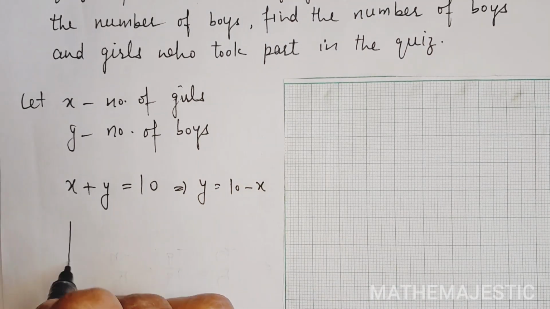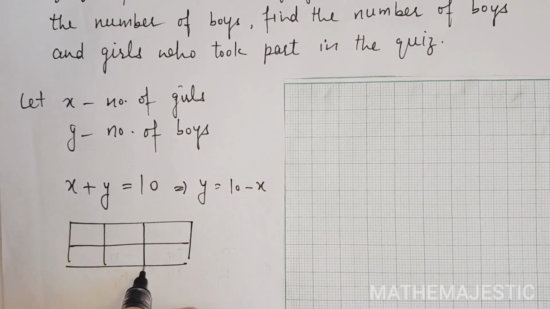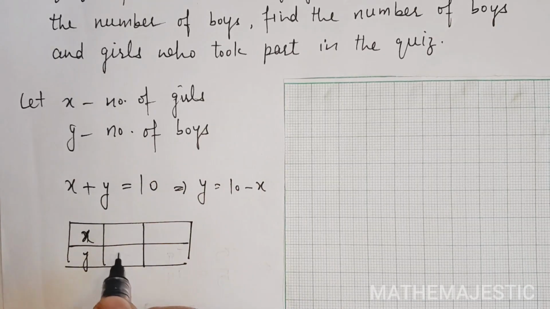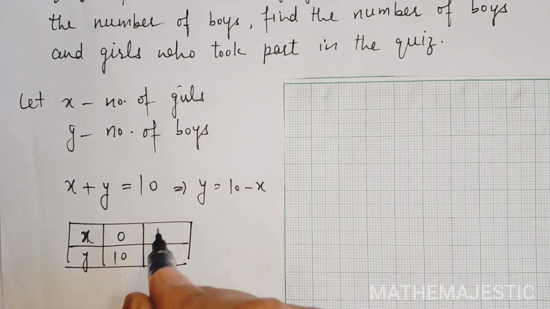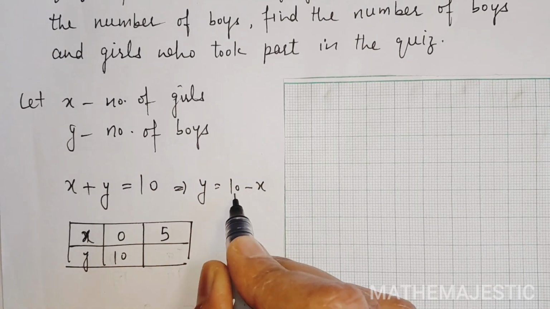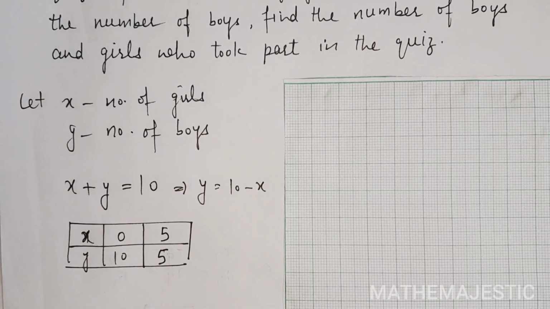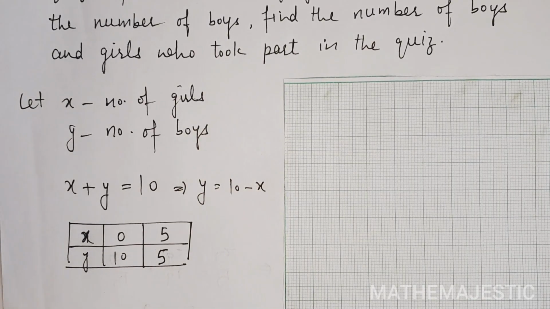So we may formulate the table here. If we take x as 0, you will get y as 10. And if you take x as 5, you will get 10 minus 5, that is 5. You may take any values of x, 2 or 3. You may take any value as per your convenience.